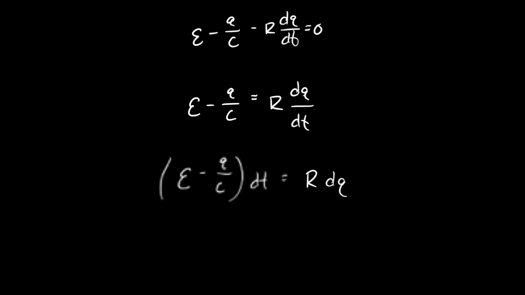And then we have to collect the terms to be the same on each side, collect like terms. So anything with q has to be on the side with dq, and anything with t has to be on the side with dt. And that leads us to dt all by itself and R over (E minus q over C) dq.